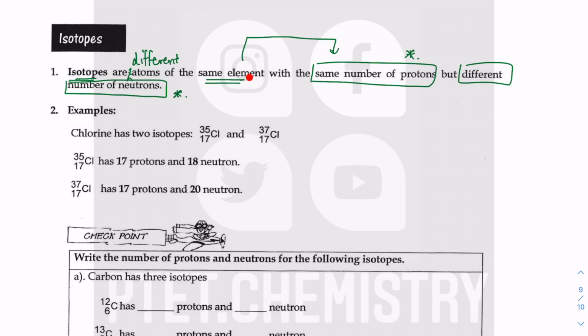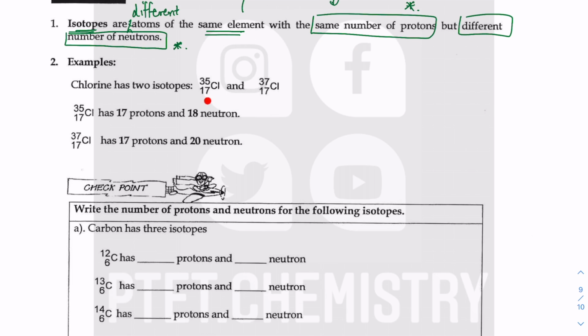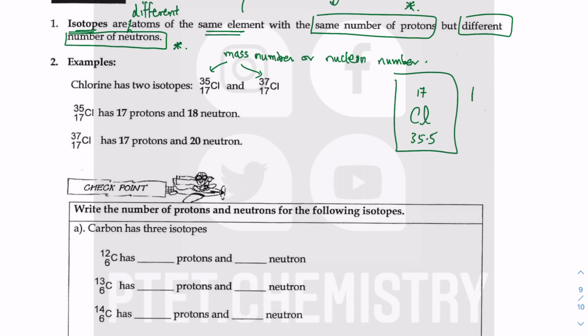If they are the same element, they must have the same number of protons but a different number of neutrons for isotopes. For example, chlorine has two different isotopes. So this 35 and 37 is what you call the mass number or nucleon number. And this is exactly why, in the periodic table, you are given 35.5.